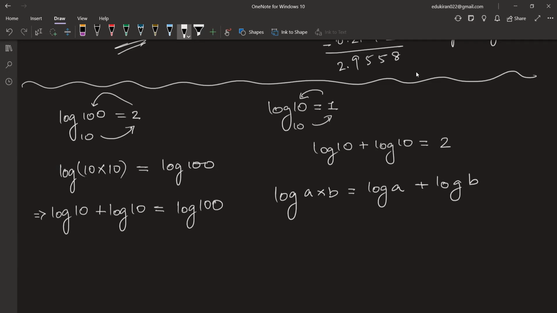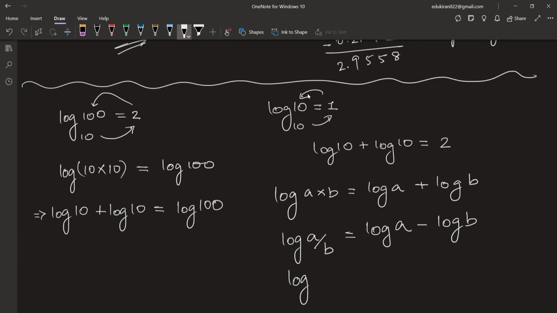Fine. So 1 minute, please. I am not going anywhere. Also, you can write log of A by B will be equal to log of A, and tell me what should be here. Multiplication has addition, so what will division have? If I have addition for multiplication, what should be there for division? Subtraction. Very good. Log A minus log B.